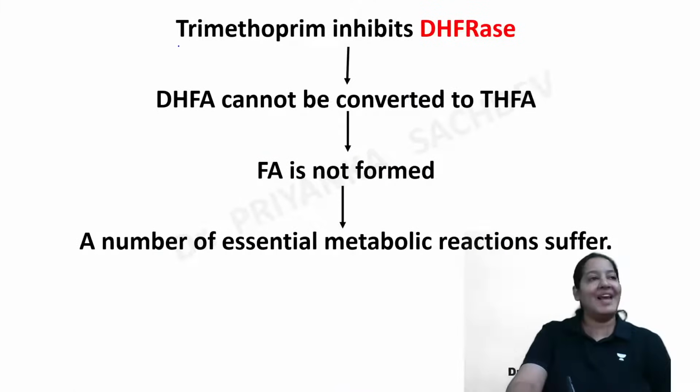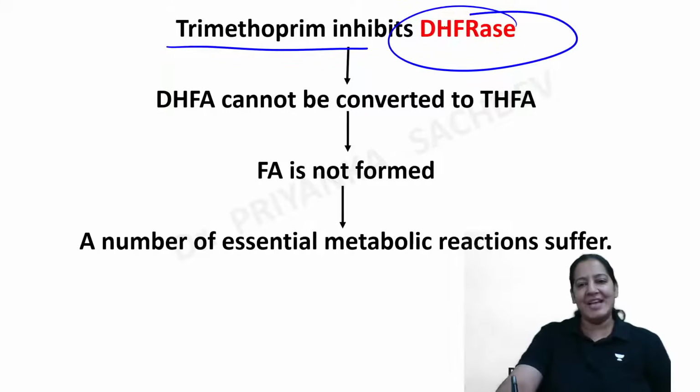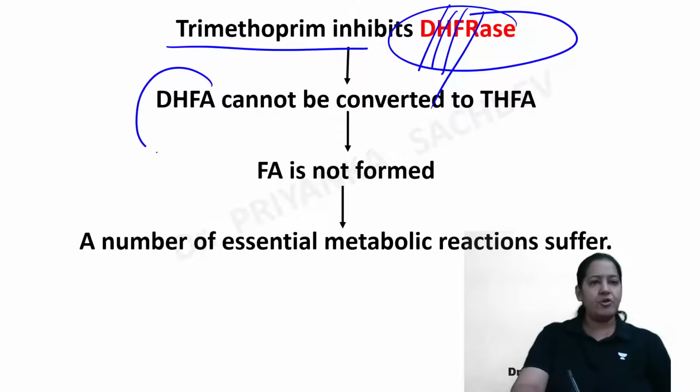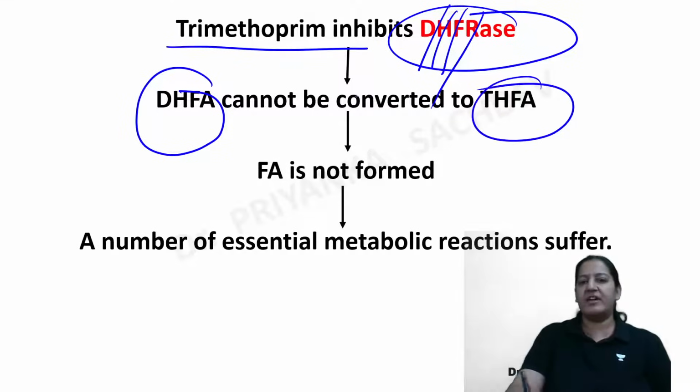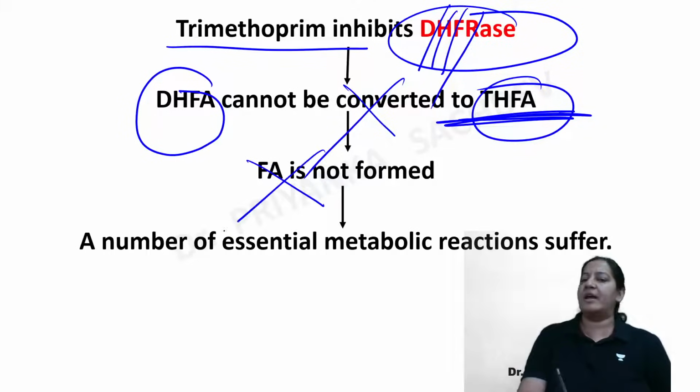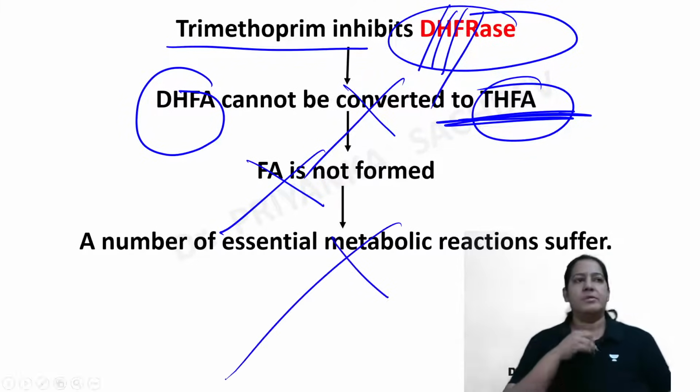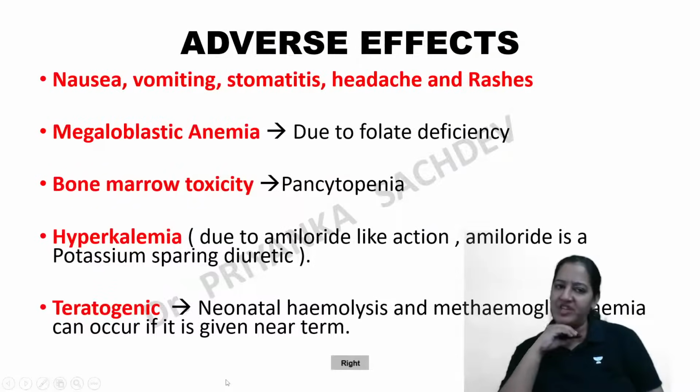So what is the mechanism of action? Say trimethoprim inhibits the enzyme dihydrofolate reductase, DHFR. So dihydrofolic acid cannot be converted to tetrahydrofolic acid. So if tetrahydrofolic acid is not formed, folic acid is not formed, and DNA will not form. So that is the mechanism of action.